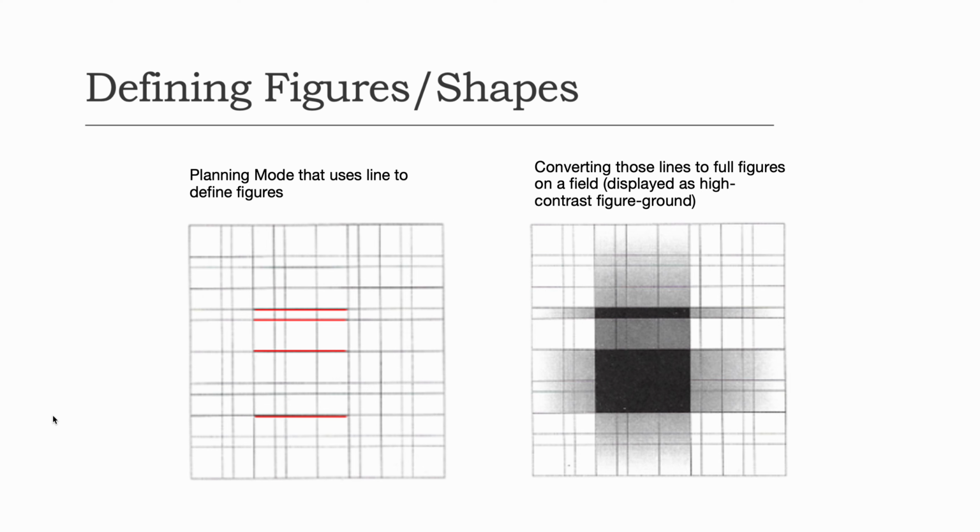So here we're going to define figures and shapes. So you're going to be doing this in your exercise. So on the left, you see a grid that has been created. 4 horizontal lines drawn across those lines and intersection points. Then on the right, you can see 2 resulting figures.